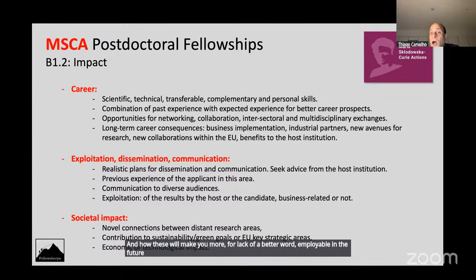You will have to seek help from the host institution to put together a dissemination and communication plan to maximize impact. This is extraordinarily difficult to do in the frame of a postdoc project.